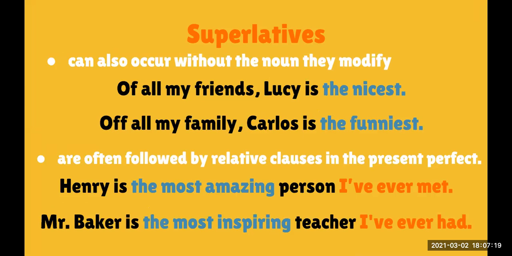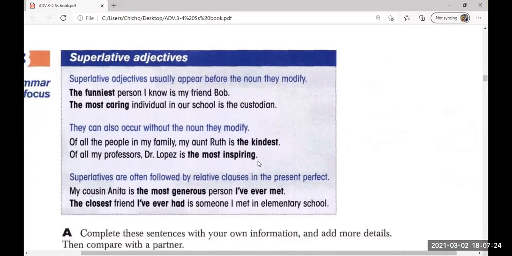You have exactly the same here in your book. Superlative adjectives. It says superlative adjectives usually appear before the noun they modify. As you can see here, we have the first sentence. The funniest person I know is my friend Bob. Tell me, what is the noun that we are modifying in this first sentence? Person, right? So as you can see, the superlative is before the noun.